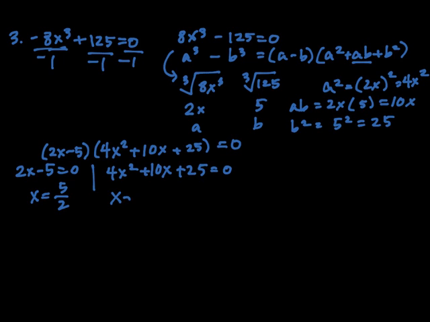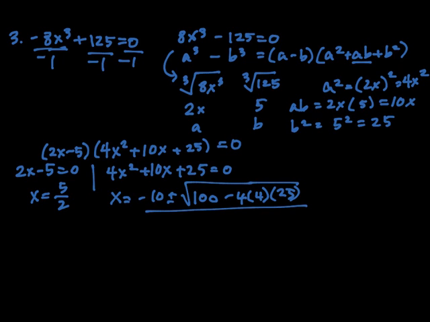So we have x = (-10 ± √(100 - 4·4·25)) over, okay, 2 times 4. So we have x = (-10 ± √-300) over 8. Okay. So we have -10 ±, and then we're going to have i for sure.